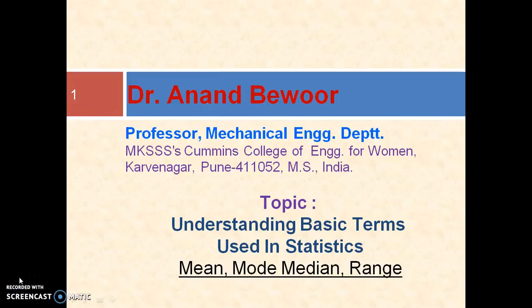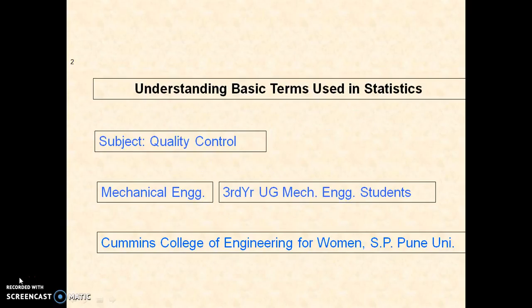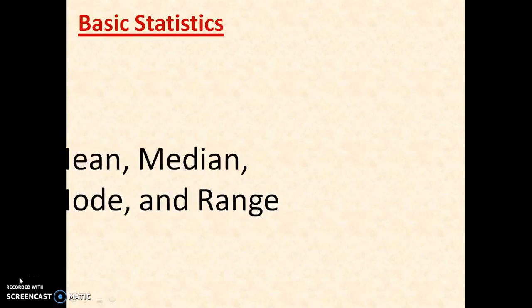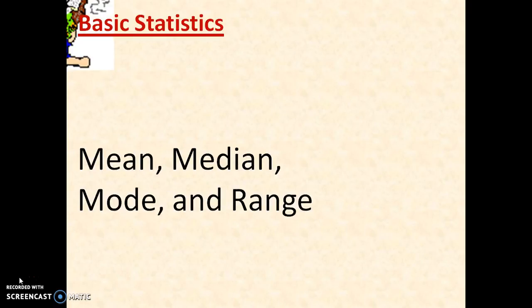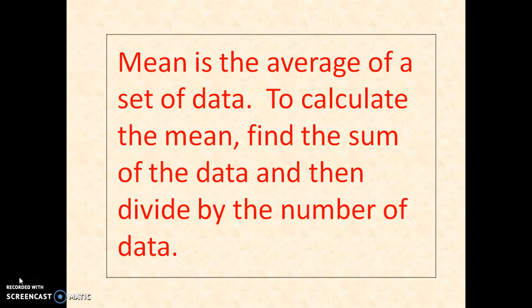In this session, we'll understand the basic terms used in statistics, that is mean, mode, median, and the range. As far as basic statistics are concerned, in general, statistics is generally categorized as descriptive statistics or inferential statistics. Now, descriptive statistics consists of these basic terminologies, the values that we're interested in to analyze the data that we have. It could be mean, median, mode, and range.